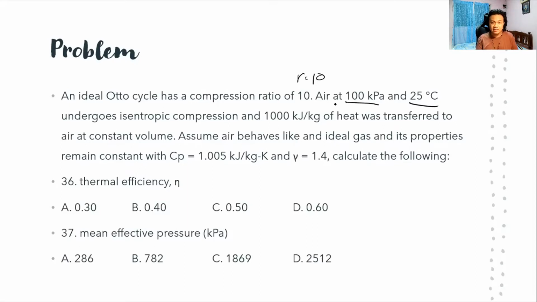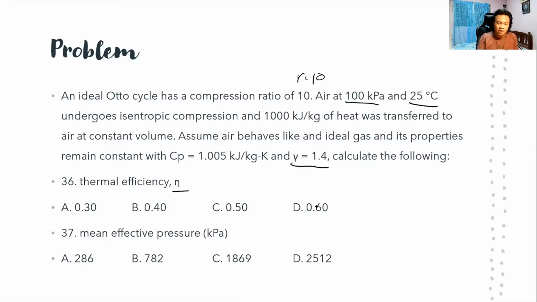Okay, so assume air behaves like an ideal gas and its properties remain constant with Cp is equal to 1.005 kilojoules per kilogram per Kelvin, and gamma is 1.4. This is standard for air. Okay, so let's calculate the following. So let's calculate the thermal efficiency, and then we have the mean effective pressure.